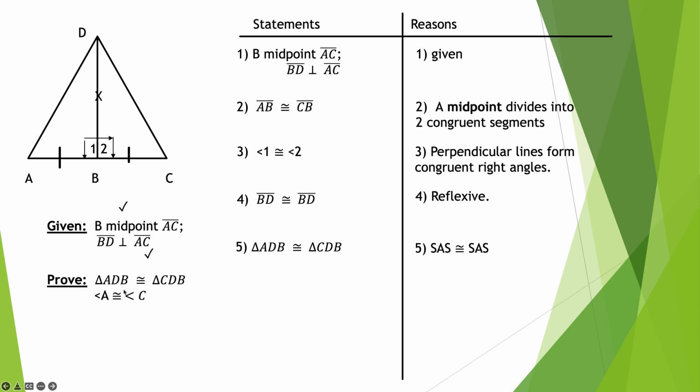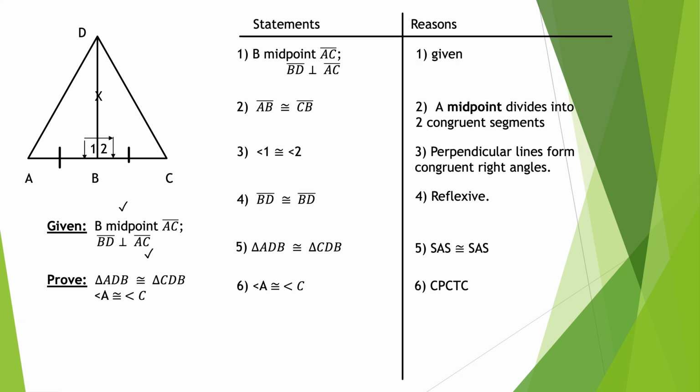The big step up this week is that you're asked to prove a second thing. You're asked to prove angle A is congruent to angle C. After we prove the triangles congruent, we always then go to the parts that we want to get. We've shown the whole triangle is congruent to the whole triangle. Now we go to the parts, and they're congruent by CPCTC.